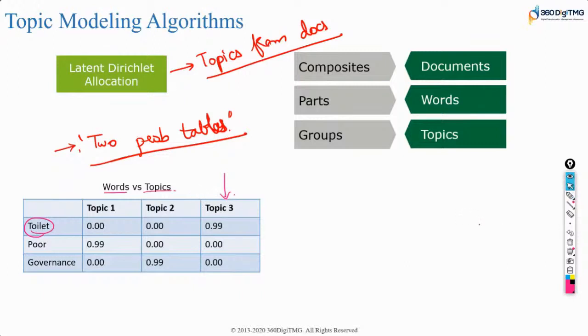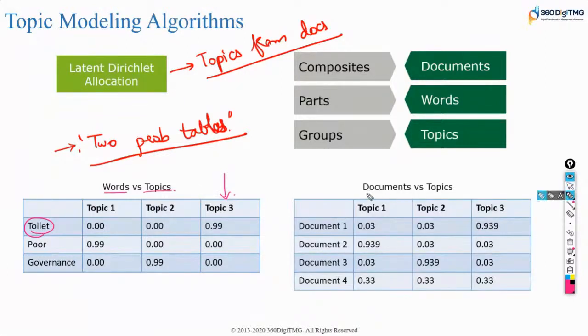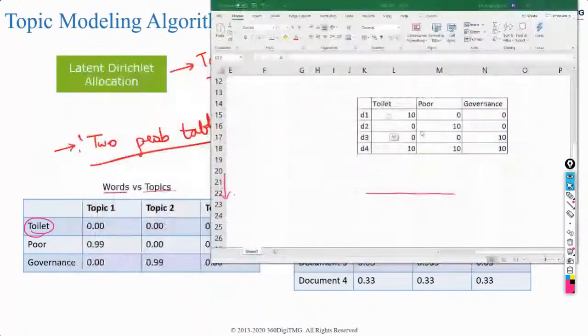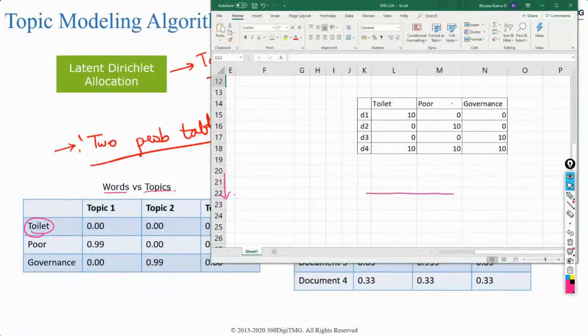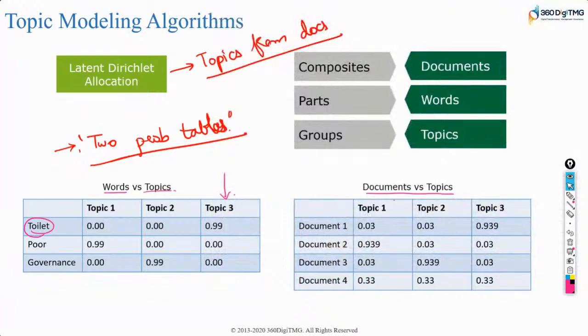And then the next thing is documents versus topics. You had 4 documents and the words which have been used, toilet, poor, and governance. So you have documents versus topics here. And when you look at document 4, there is an equal chance of getting any of these topics. And in each of those topics, once again, you have the words.